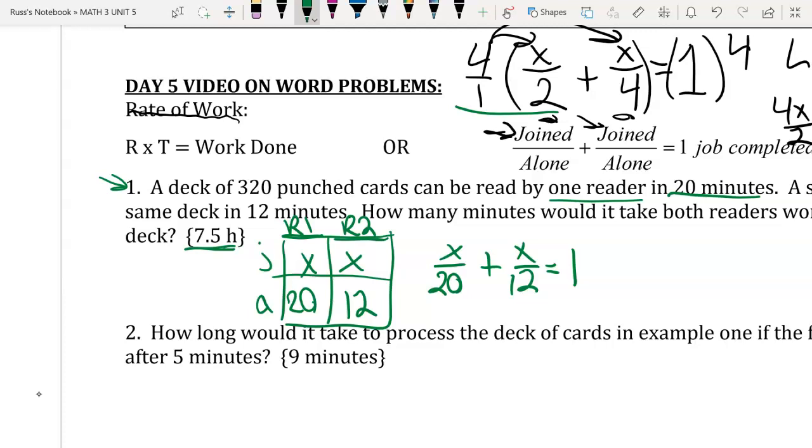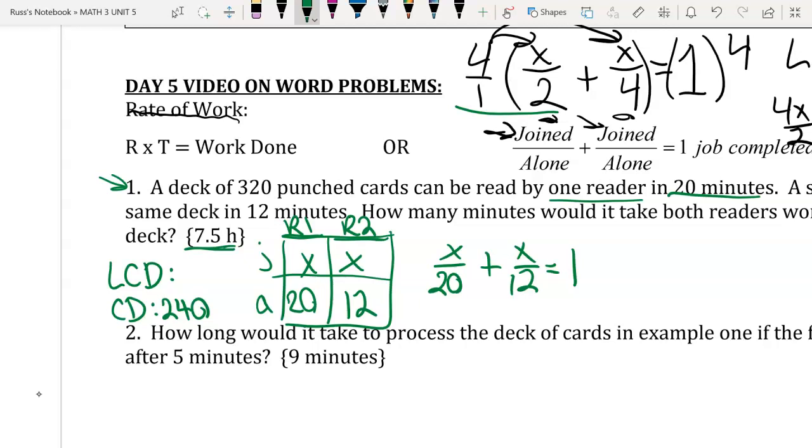Okay? From here, we need our least common denominator of 20 and 12. Now again, you can do 20 times 12. That's 240. So a common denominator would be 240, and you will get the same answer. But I don't want that. I want the least common denominator. Now, if you look at 20 and 12 and you're not sure, the 240 is fine.